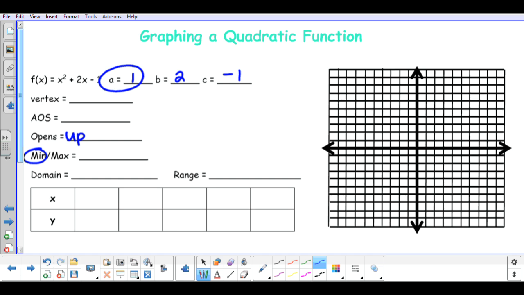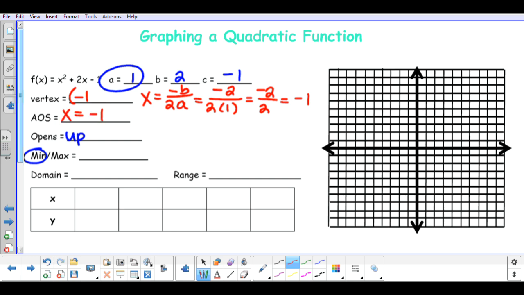So to find the vertex, remember I have to use the formula negative b divided by 2 times a. My b term is 2, so I'm going to plug in a negative 2, and in the denominator I'm going to have 2 times 1. 2 times 1 is 2, so I have negative 2 divided by 2, which gives us an x-coordinate of negative 1. So I can fill in negative 1 for the x-coordinate of my vertex. And then remember the axis of symmetry goes through that x-coordinate as well. So we can already write in that our axis of symmetry is x equals negative 1.